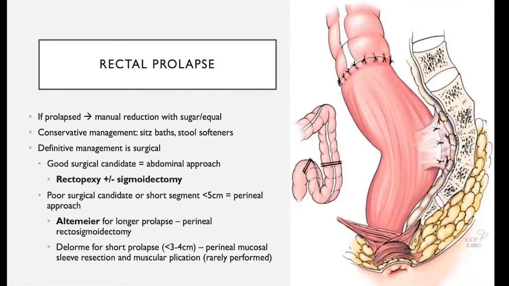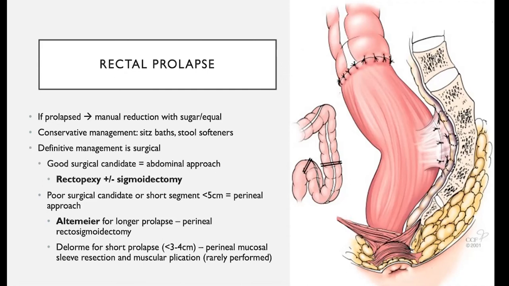It's important to try and reduce the prolapse. This can be aided by putting sugar or artificial sweetener onto the prolapse. It draws out some of the edema, so you can reduce the prolapse. Again, conservative management is just trying to reduce constipation. So stool softeners, hydration, and sitz baths for symptom control.